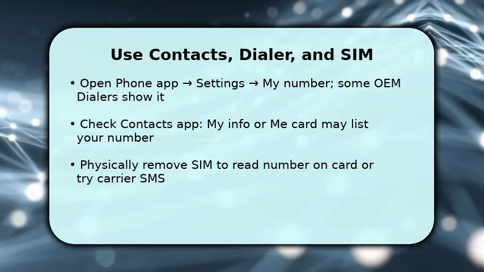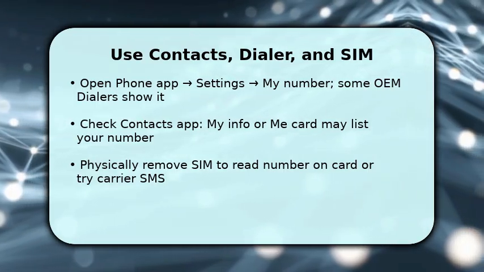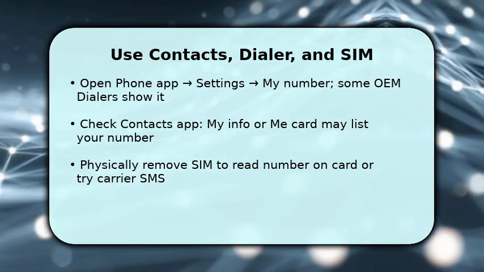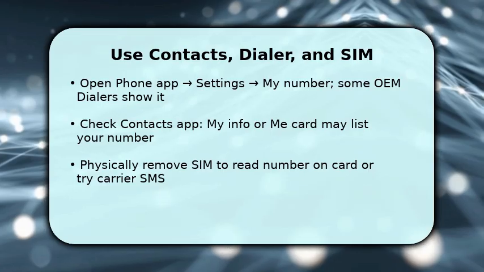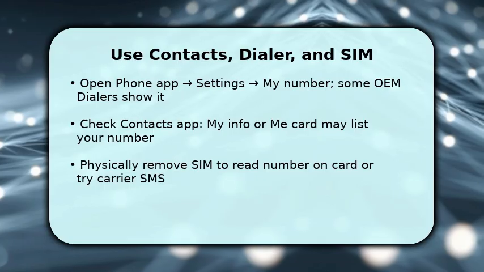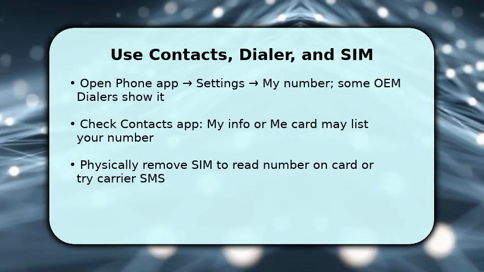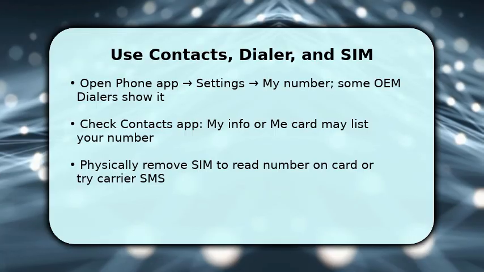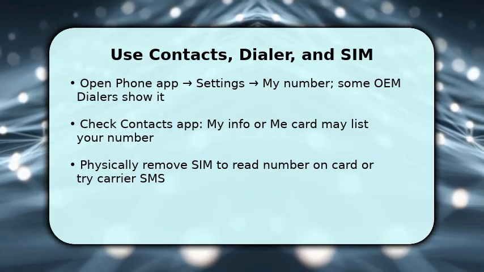Once done, visit Contacts and open the Me or My Info card because your profile often stores the number you've set. If the system still can't show it, remove the SIM and check the tiny printed number on the plastic card, or send an SMS to another device to view the sending number.